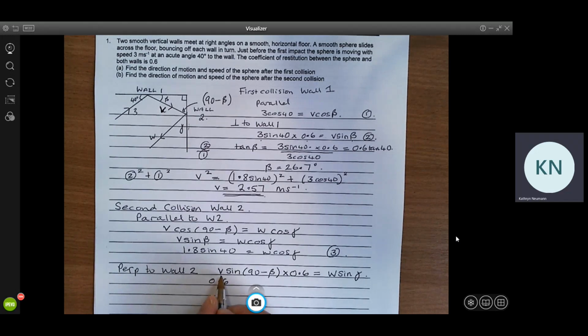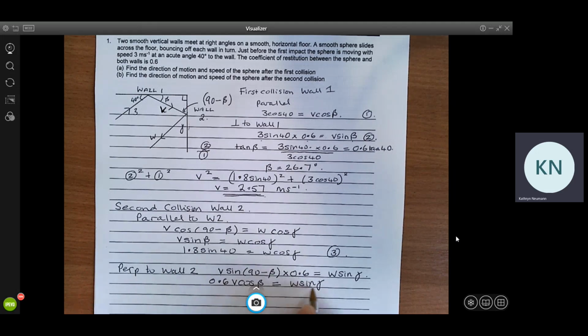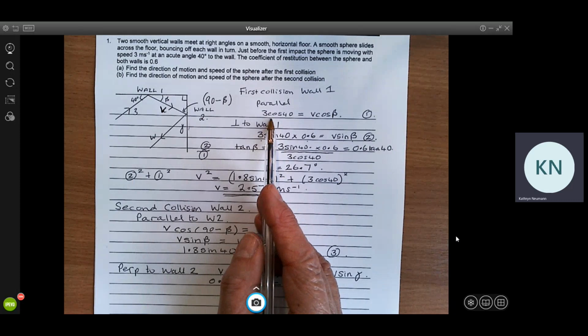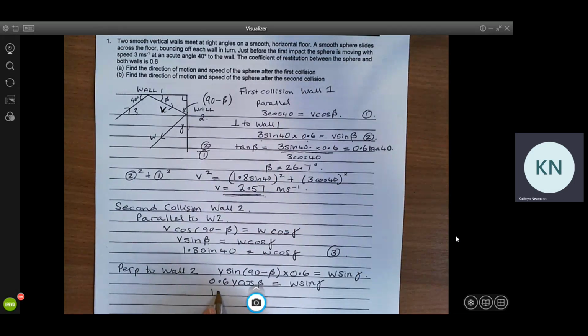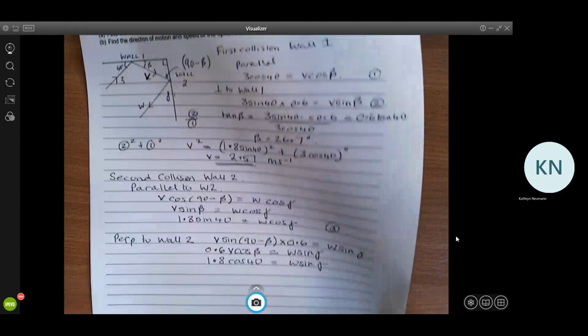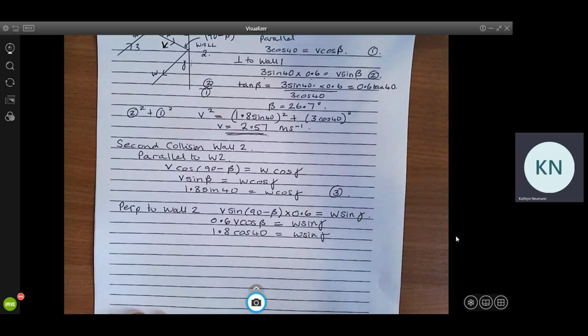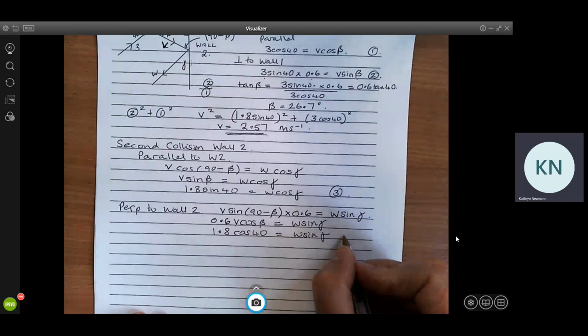0.6. Now V, this is going to be V cos of beta is equal to W sine of gamma. Now we're happy for that to stay there, but can we do something better with this? Yes, we can. V cos of beta from up here is 3 cos 40. So I've got 1.8, because 3 times 0.6 is 1.8, cos 40 is W sine of gamma. And that is going to be equation 4.